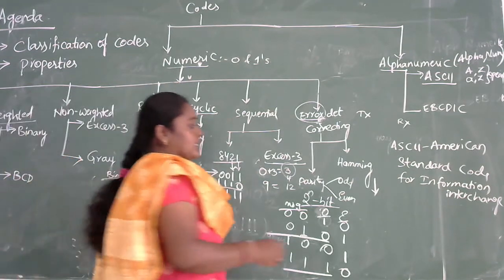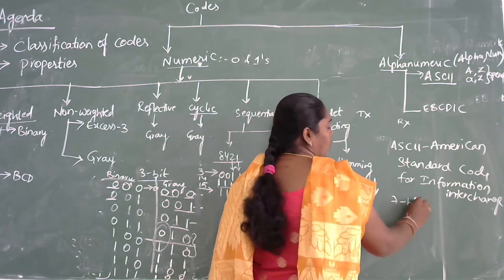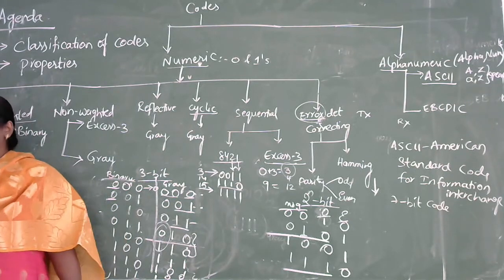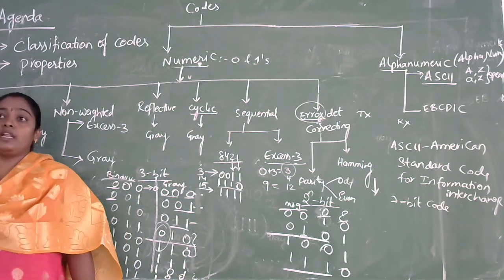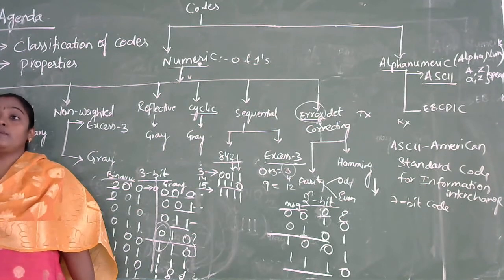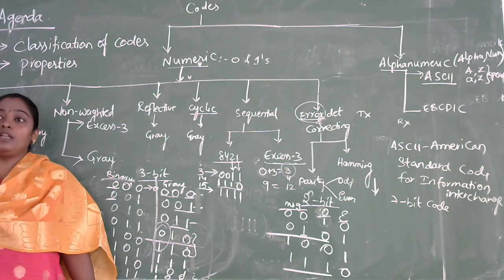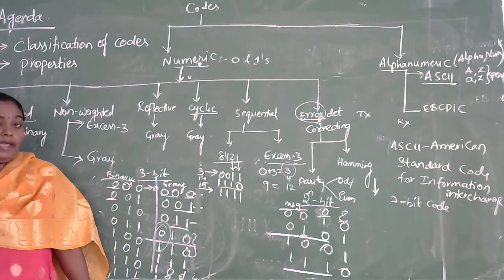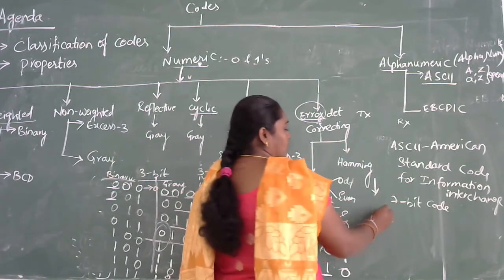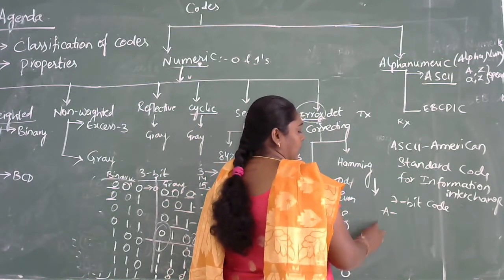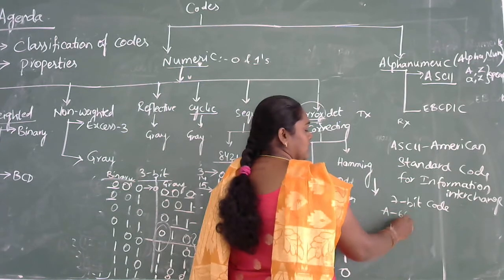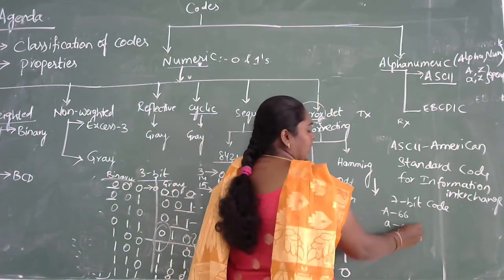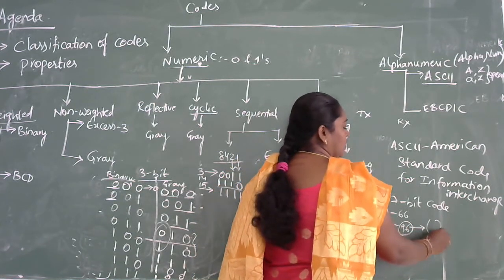This ASCII code is a 7-bit code in which we are able to write capital letters A to Z as well as small letters a to z and some special characters like the dollar symbol, comma, double quotes, etc. So if I want to write down the ASCII code for capital A, the equivalent is 66, and similarly for small a it is 96. This 96 we need to convert into binary form.